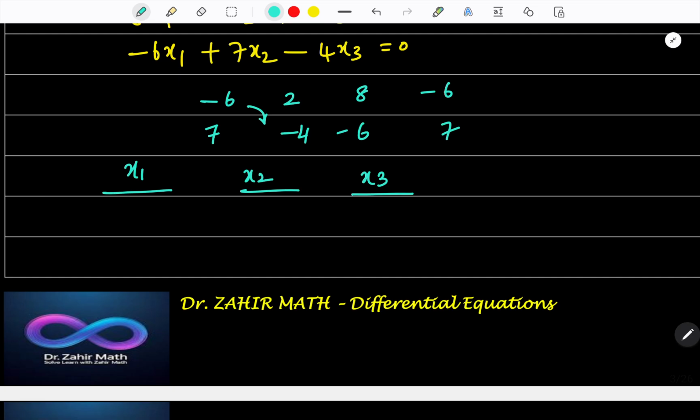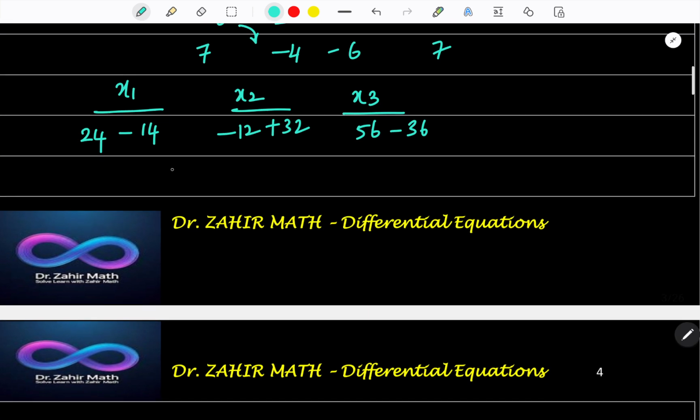6 into 4, how much? Which is 24, right? Minus 7 into 2 is what? 14, right? 2 into 6 is minus 12, and minus 4 into 8, fours are 32, which is going to be plus, 8 sevens are 56, and then it's going to become minus 36. So therefore x1 divided by 24 minus 14, which is going to become 10, and x2 is equal to divided by 32 minus 12, which is going to become 20, right?